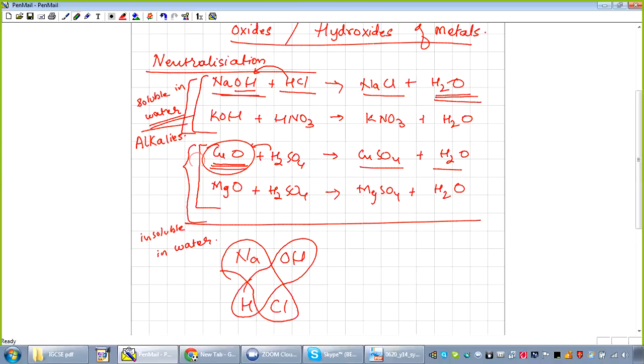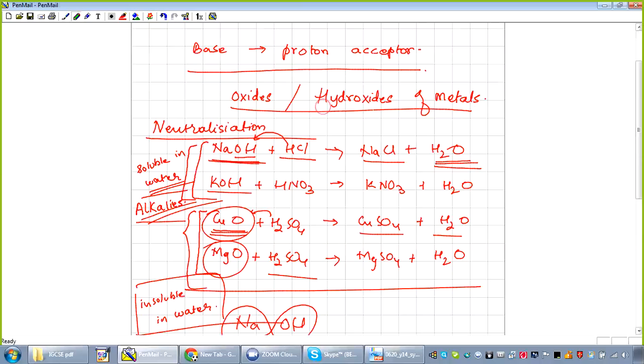These other bases, copper oxide and magnesium oxide, although they are bases because with acid they produce salt and water, are insoluble in water, so we do not call them alkalis. Only those bases which are soluble in water we will call alkalis. So alkalis are simply water soluble bases, and bases are those which will, with an acid, produce salt plus water. Another point that we have added over here: bases are either oxides or hydroxides of metals.